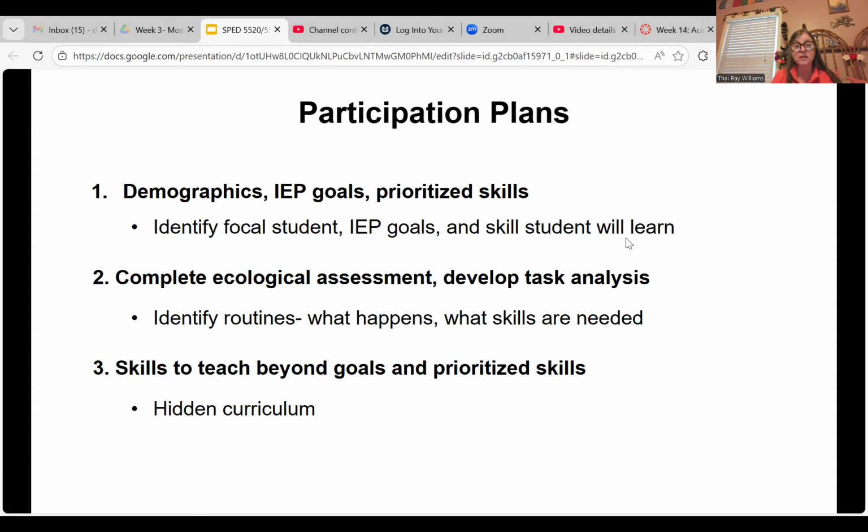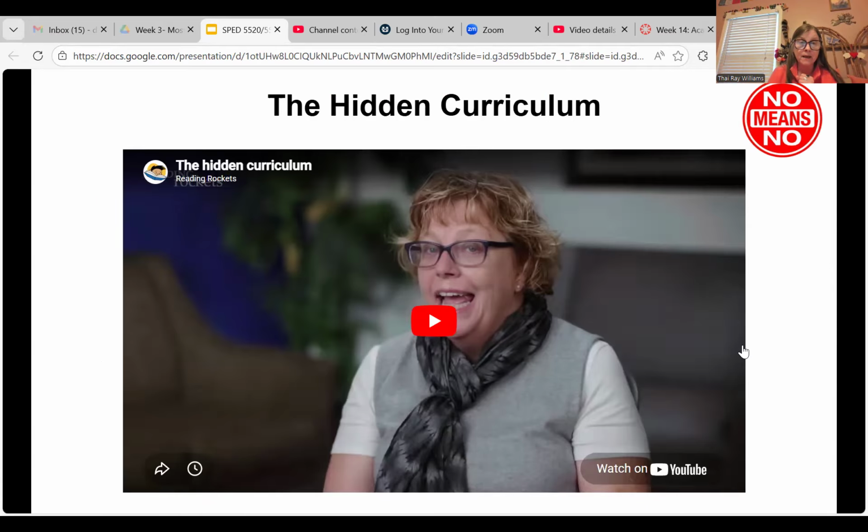But there are going to be some skills that go beyond, that are not IEP goals or objectives, that are not the prioritized skills that have been identified by the IEP team that you still need to teach. And that is called the hidden curriculum. So what we're going to do now is I'm going to show you a video on the hidden curriculum and then I'll give you a couple of examples. All right, here we go.